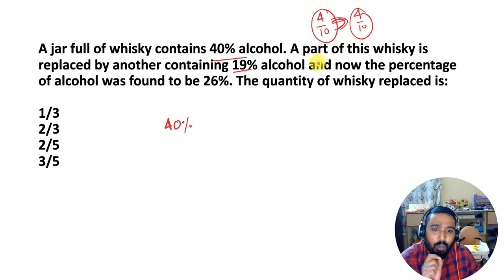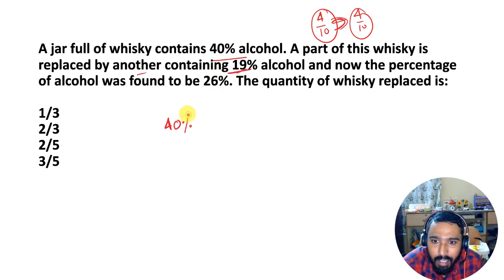So you need not get confused here, that if we are removing mixture from the 40%, the whiskey will go in the 40% ratio. So you need not get confused here. All right. So part of the whiskey is replaced by another containing 19%.